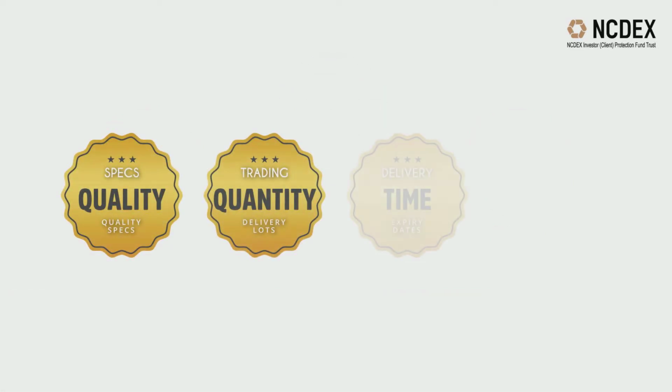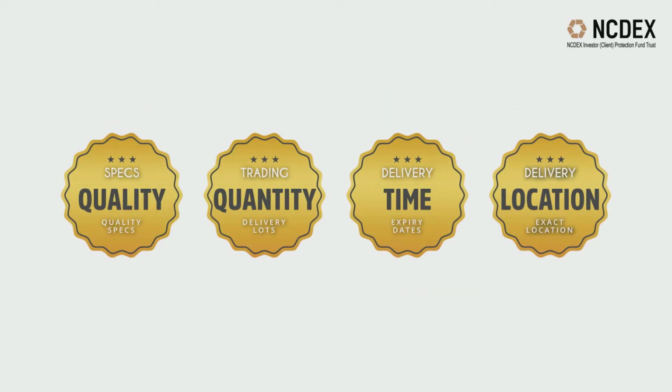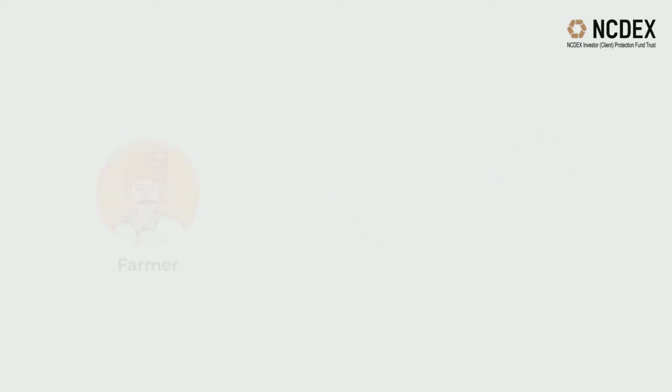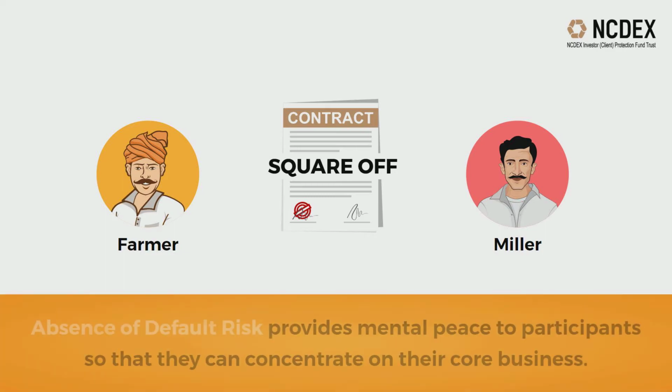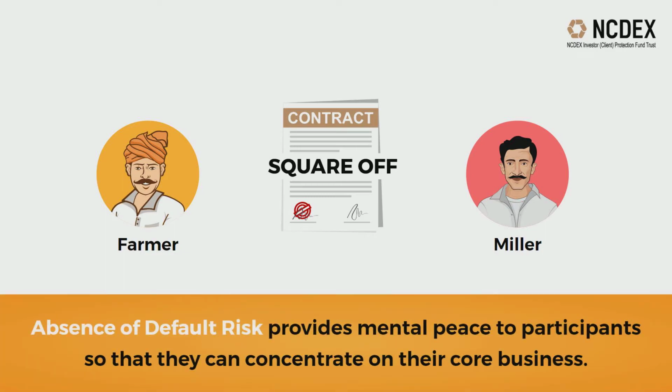Futures contracts are standard contracts on quality specs, trading and delivery lots, expiry dates and location. The farmer and miller both have rights as well as obligations. Either of them can square off without waiting for the contract's expiry, and book profit or loss, depending upon movement of prices. Absence of default risk provides mental peace to participants, so that they can concentrate on their core business.